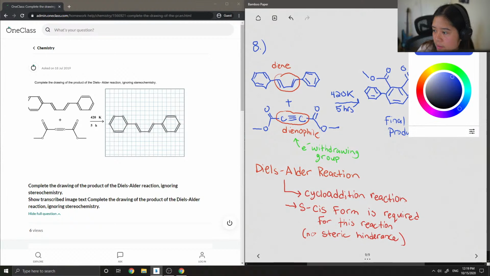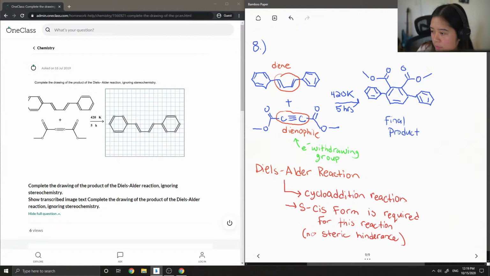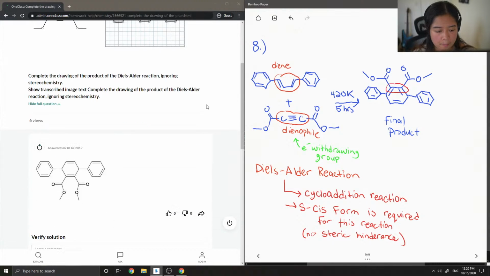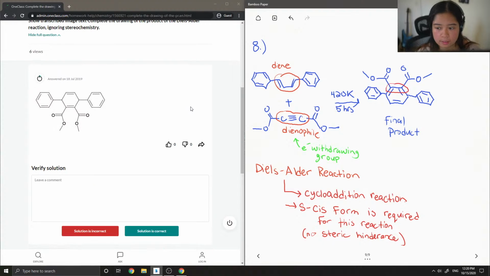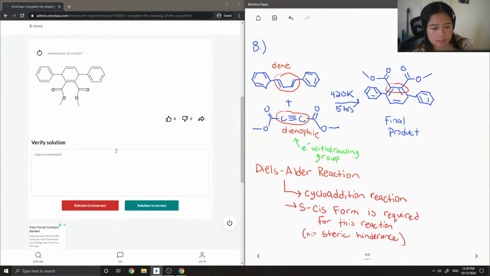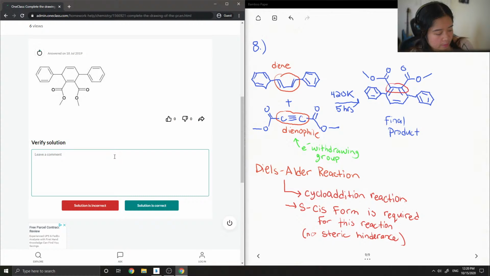I'm also gonna circle the part that kind of connected together. So those are the new bonds that were formed. And if we look at our answer here, it's the same thing except upside down, but it's still correct. Solution is correct.